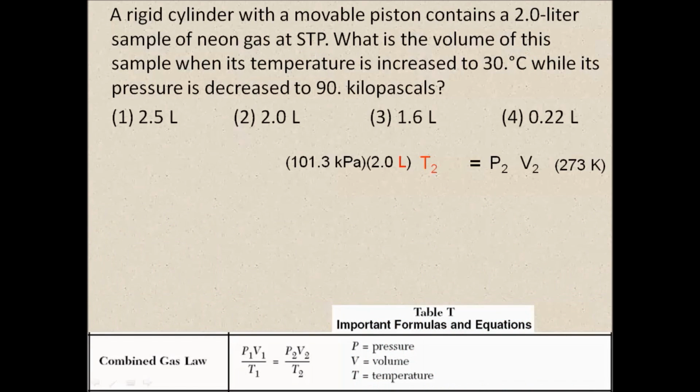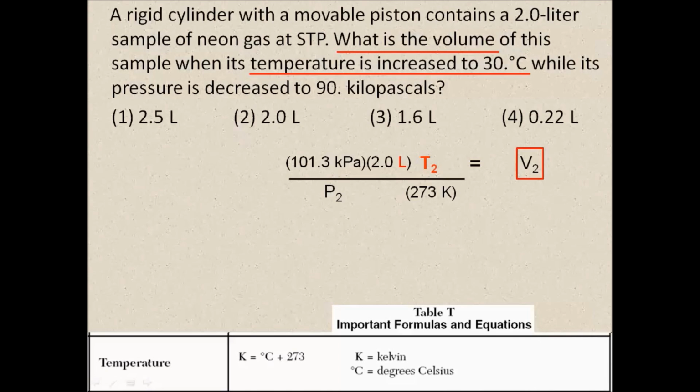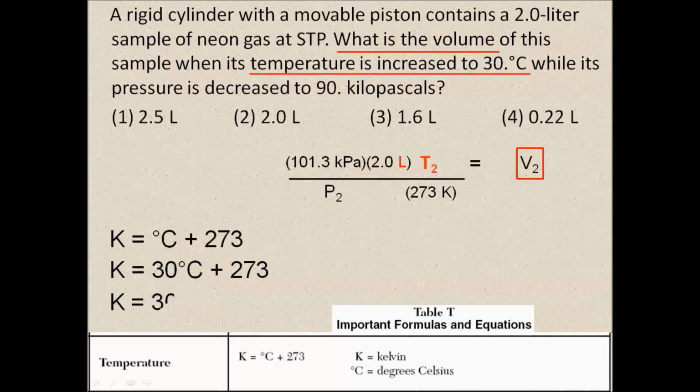Continuing on with the question, what is the volume means we'll need to solve for V2, or the final volume, which we do by moving everything found on the same side as the V2 to the bottom of the other side. Now for T2, it says the temperature was increased to 30 degrees Celsius. However, if you recall, we used 273 Kelvin for T1, so we'll need to convert T2 into Kelvin as well by adding 273 to the Celsius temperature like it says to do in the formula found on Table T of the Chemistry Reference Tables, making T2 equal to 303 Kelvin.